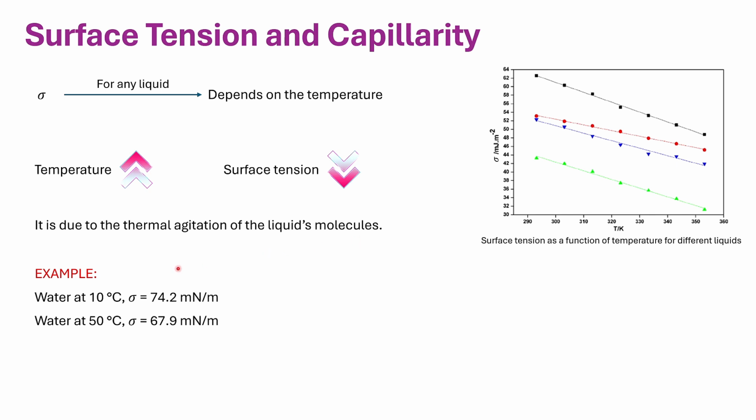As an example, water at 10 degrees C has surface tension sigma equals 74.2 millinewtons per meter, but water at 50 degrees C has sigma equal to 67.9 millinewtons per meter. Also, values of sigma are very sensitive to impurities.